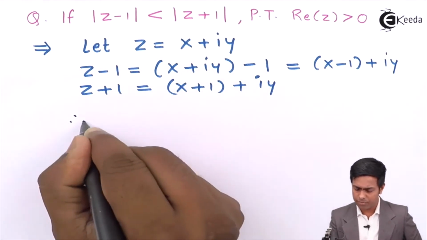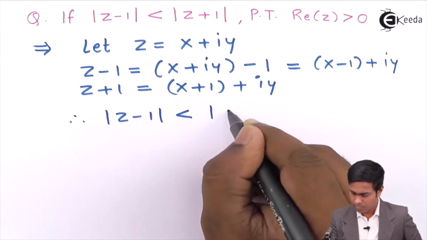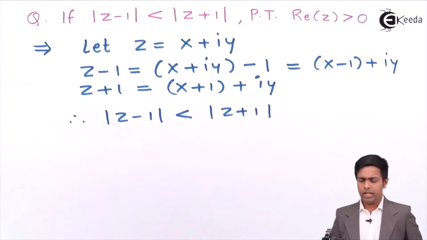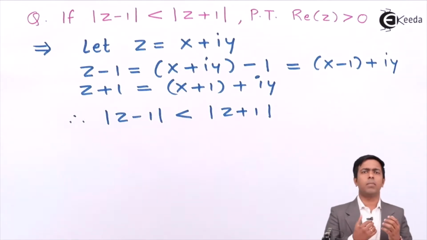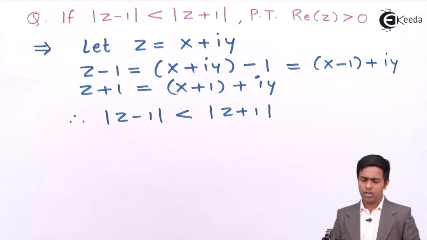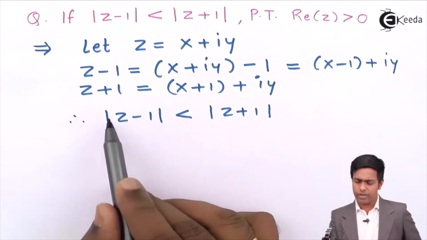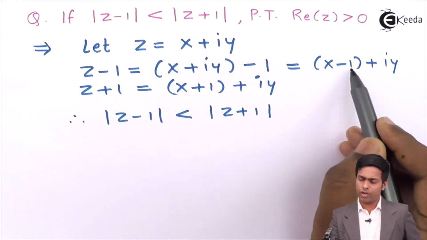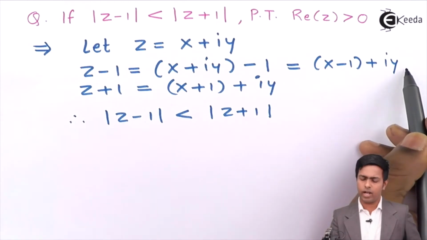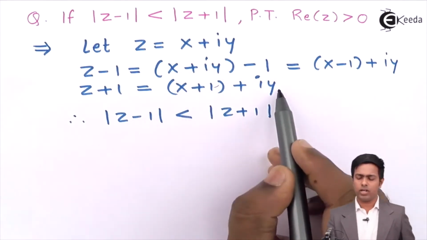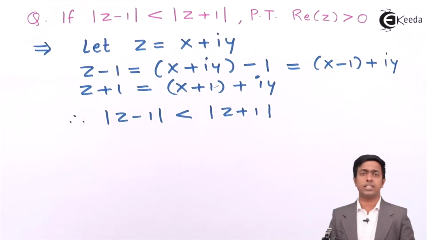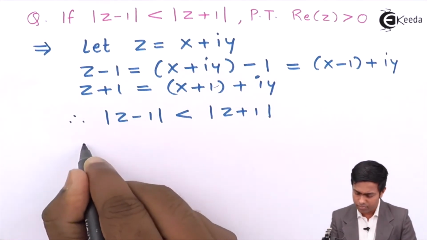Now, what is the formula for the modulus of a complex number? It is the square root of the square of the real part plus the square of the imaginary part. So here I'll take the square of x minus 1 and the square of y. Similarly, for the right hand side I'll take the square of x plus 1 and the square of y inside the square root.